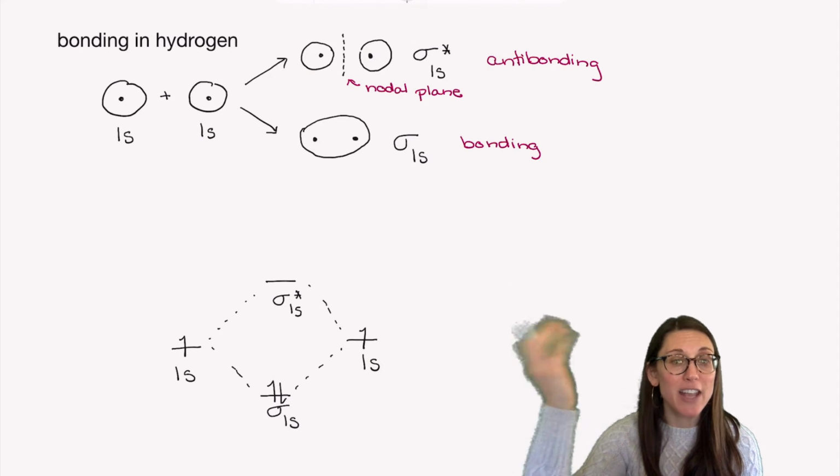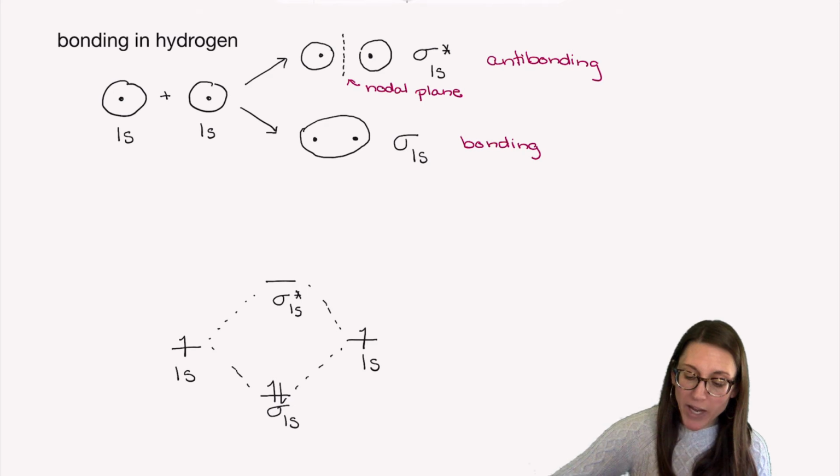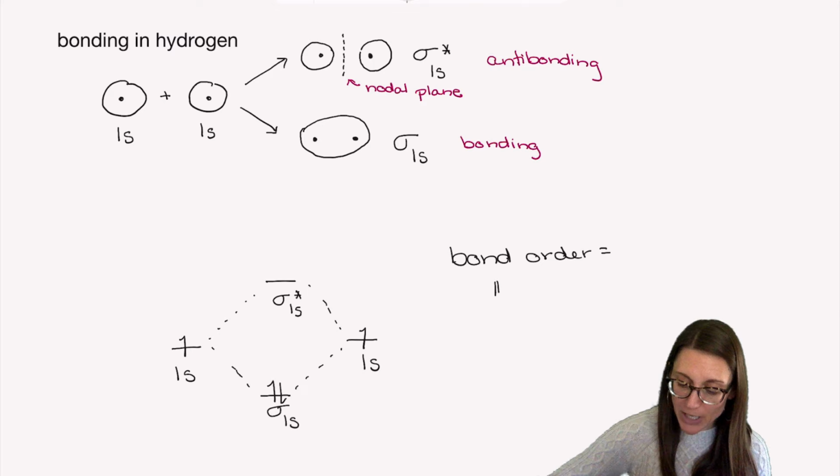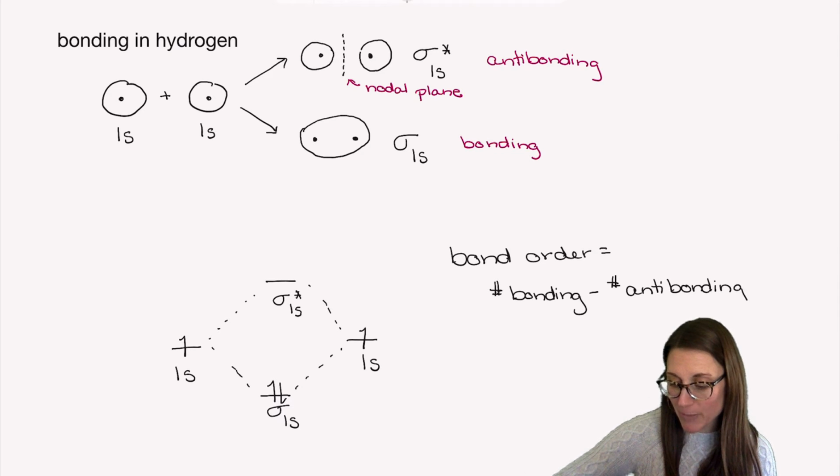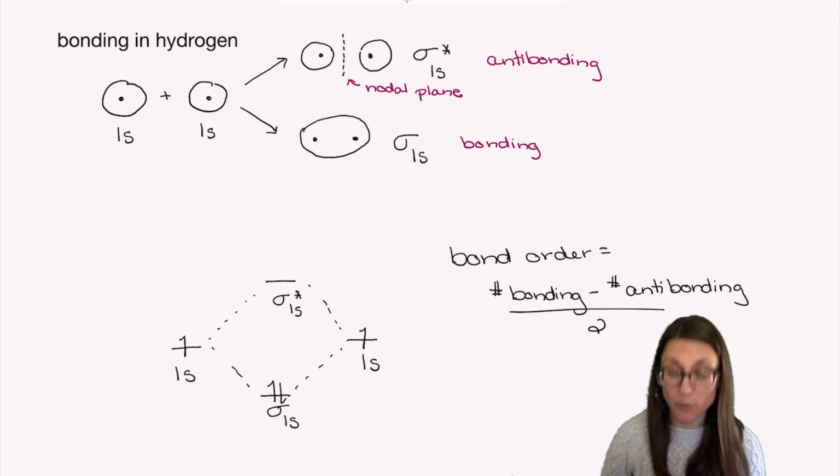This signifies a strong bonding interaction. We can actually calculate our bond order from looking at a molecular orbital diagram, because my bond order is going to be equal to the number of electrons that are in a bonding orbital minus the number of electrons that are in an anti-bonding orbital. And then we're going to divide by 2 since 2 electrons form a bond.